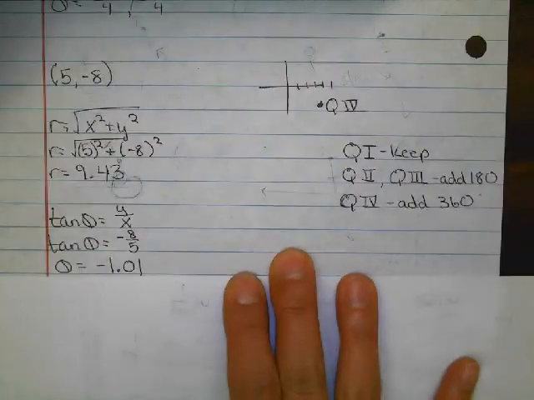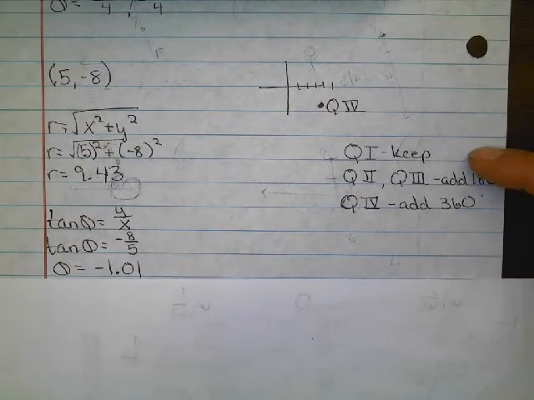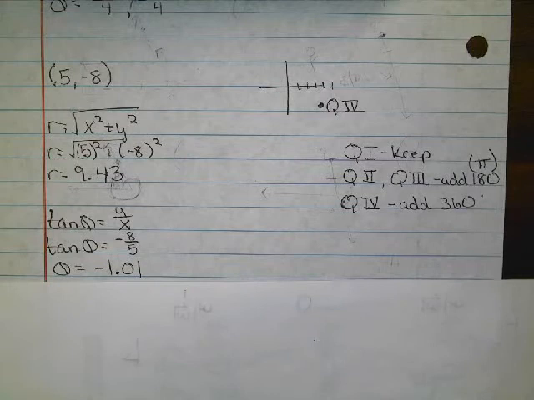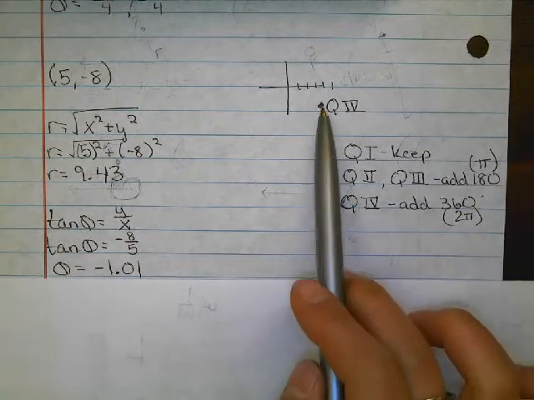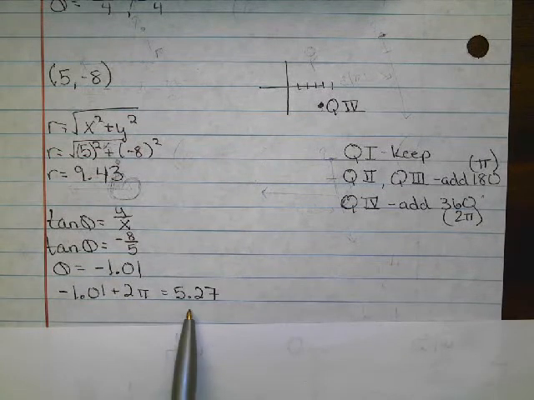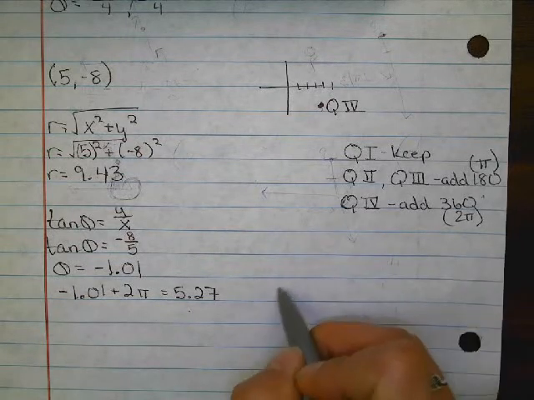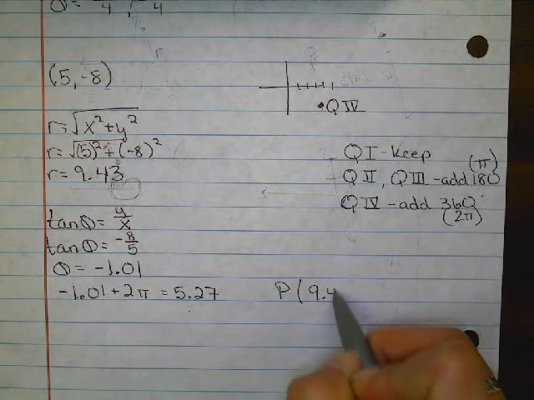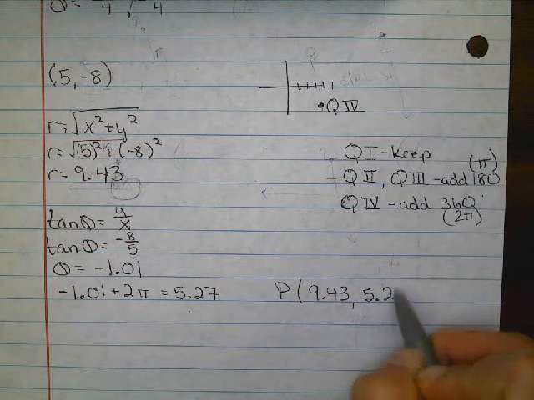Now, what I've written on the side over here are some notes. If we are in quadrant 1, then we're going to keep whatever the calculator value tells me. If our point should be in quadrant 2 or 3, we're going to add 180, which is pi radians. And if it's in quadrant 4, we need to add 360, or 2 pi radians. So here, since we are in quadrant 4, what I need to do is take this number and add 2 pi to it, and when I do that, I get 5.27. So my angle is actually 5.27 radians. So then my point P is going to be at (9.43, 5.27 radians).